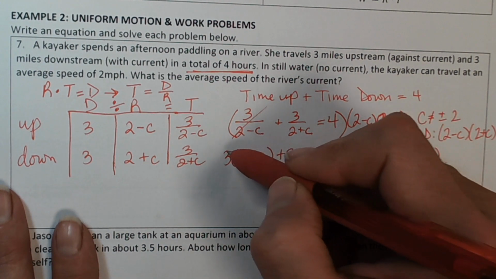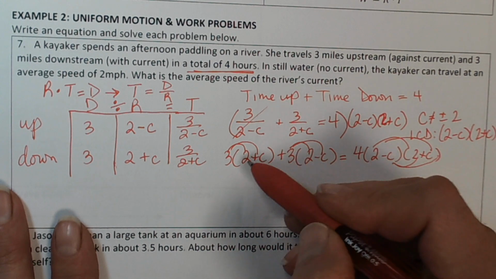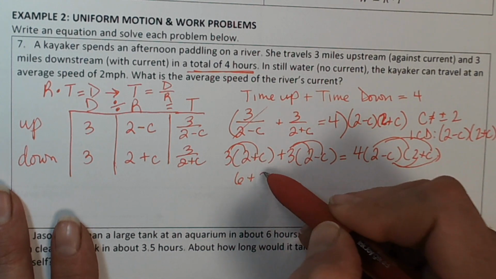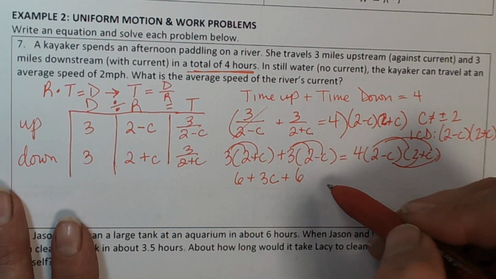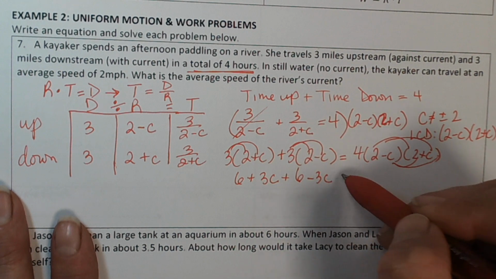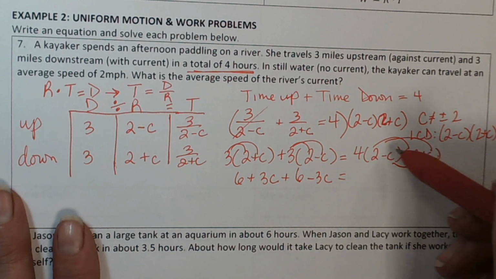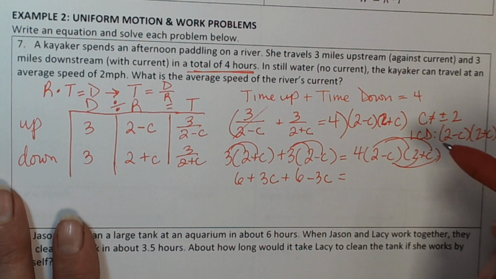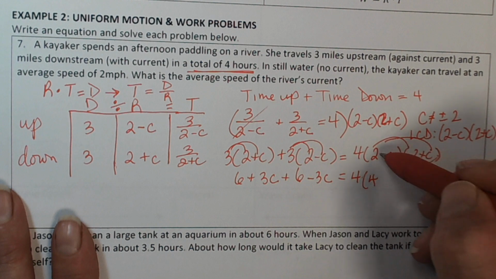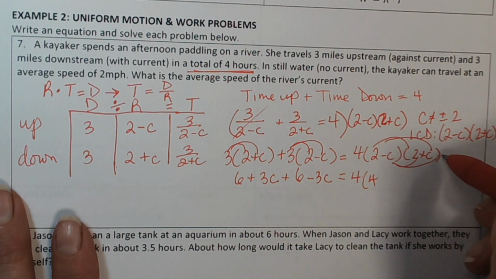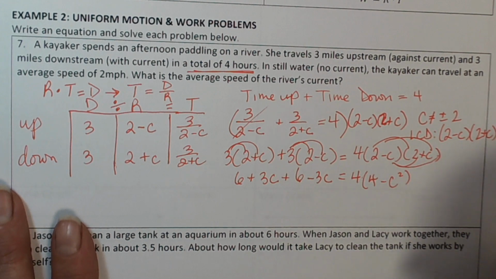Okay, so let's start simplifying. We're going to distribute our 3's, and over here we need to FOIL. 3 times 2 is 6. 3 times c is plus 3c. 3 times 2 is 6. 3 times negative c is negative 3c. Now I'm going to FOIL before I distribute. I see that these are difference of squares factors, so 2 times 2 would be 4. My outer and inner give a positive 2c and a negative 2c, so those are going to go away. So I just have a negative c squared left.